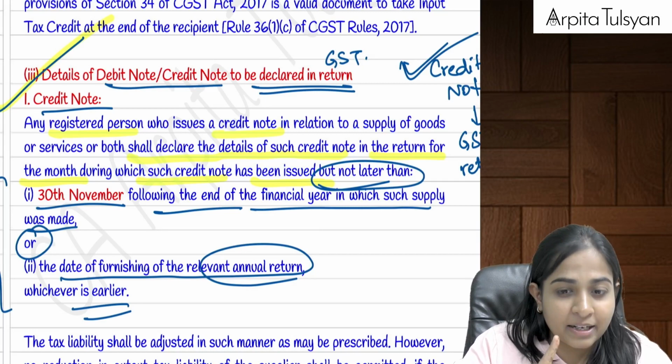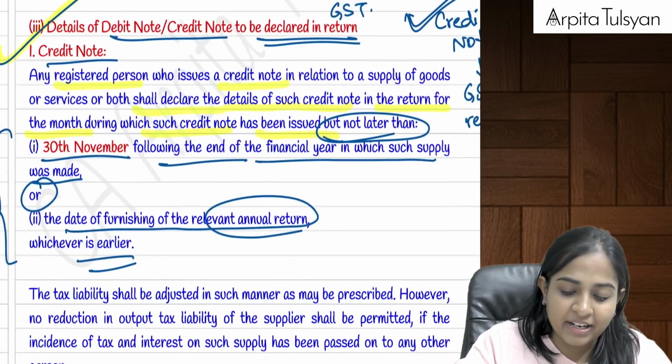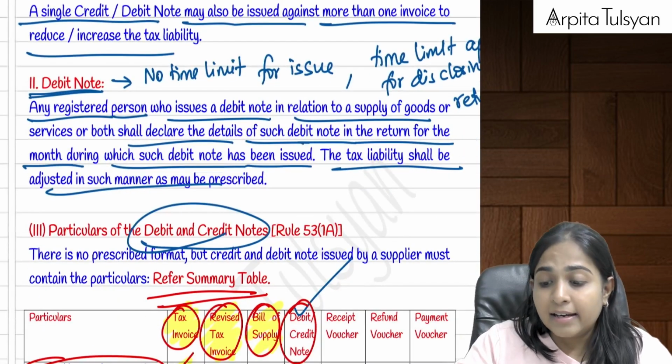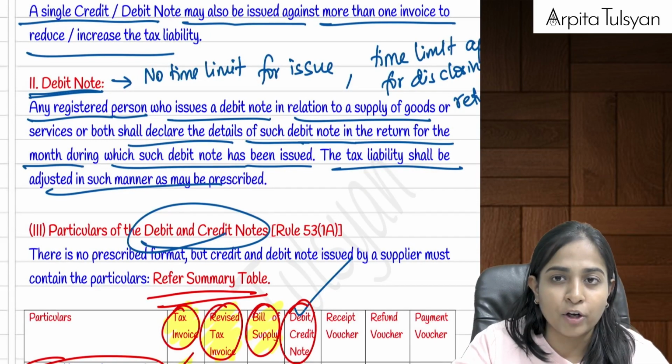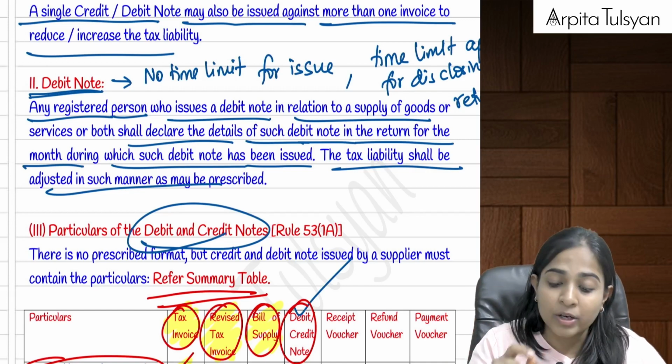Okay, then your tax liability will not get reduced. Similarly, even debit notes should be disclosed in your return. There is no time limit for issuing the debit note. Debit note can be issued at any point of time, but there is a time limit applicable for disclosing the debit note in the GST return.